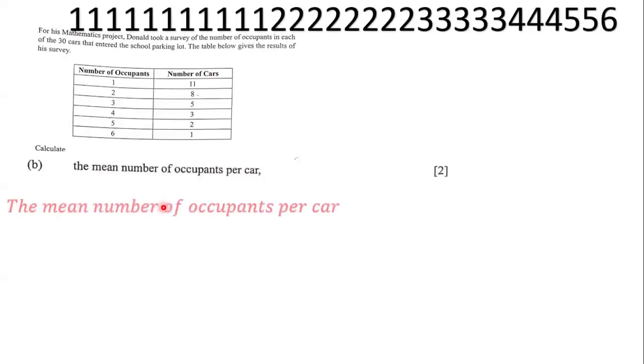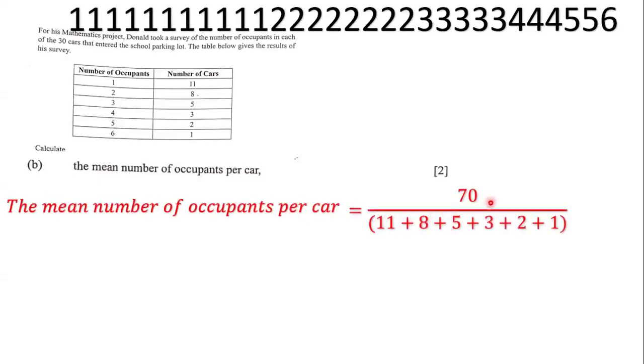Next, they want us to determine the mean number of occupants per car. Now the mean means that we have to add up all of the occupants of the car, right? We have to add them all up, and that's what we did in the previous question. And then we have to divide it by the number of cars. So we add up all of the occupants and we divide it by the number of cars that we have.